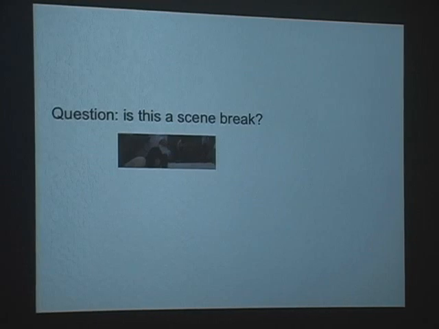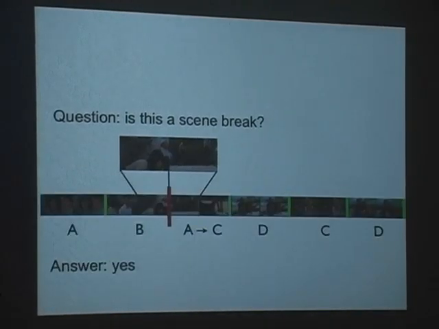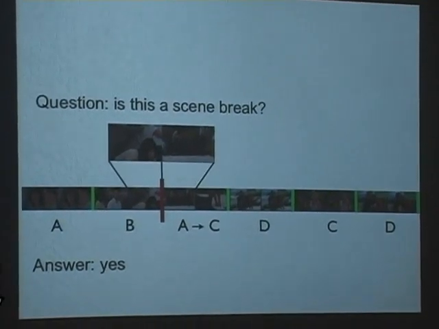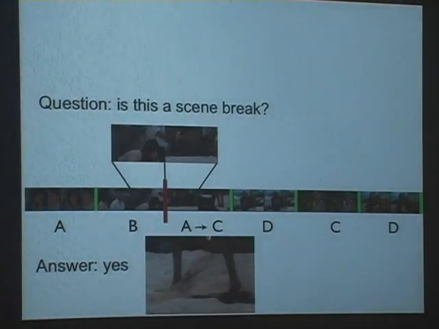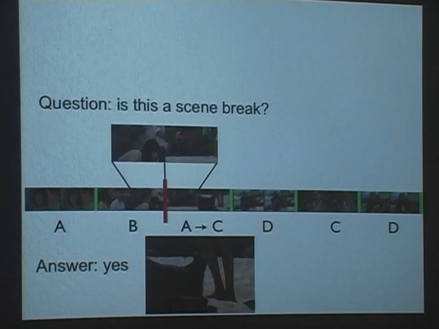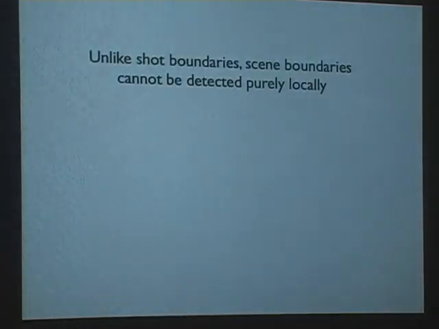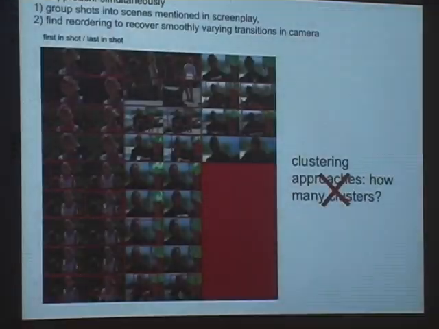Now, is this a scene break? The answer is yes, this time, because we transition from one continuity of people and locale, which is two people, to another locale, which is two other people. And it's particularly hard in this case because it's a smoothly continuing shot between the two that transitions between the two scenes. So unlike shot boundaries, scene boundaries cannot be detected purely locally.